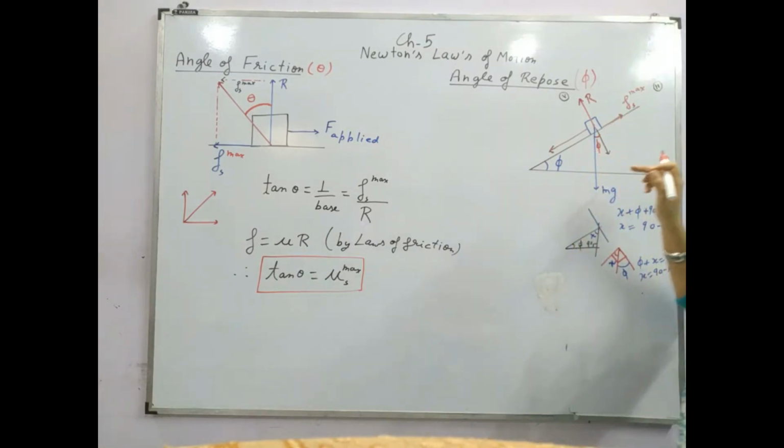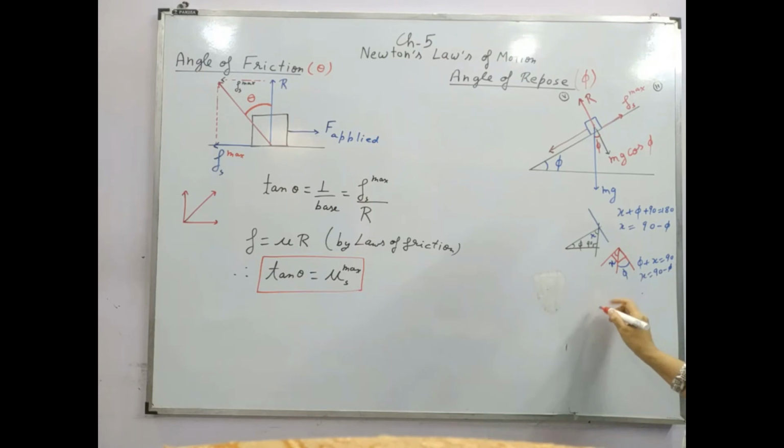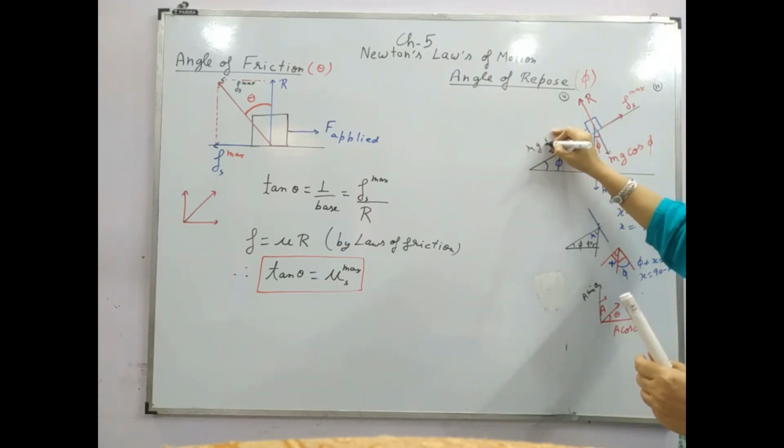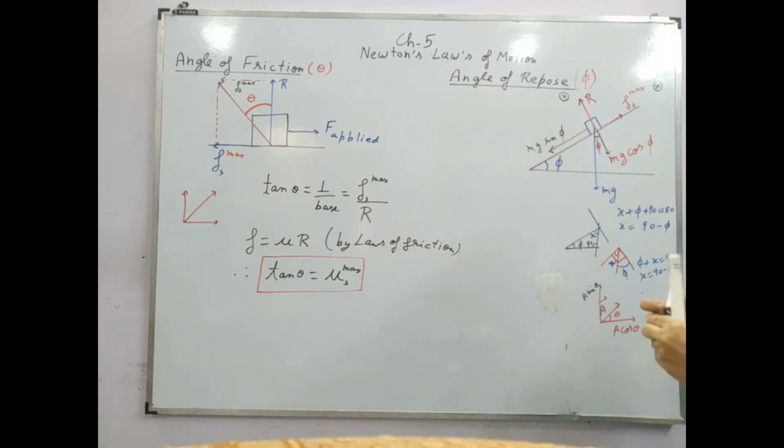Now look at this. This will be mg cos phi. If you remember, to find the components, how to find the components? If you have this vector A, and this angle theta, then the component along the angle is A cos theta, and the perpendicular component is A sin theta. So similarly, this one is mg cos phi and this one will be mg sin phi.